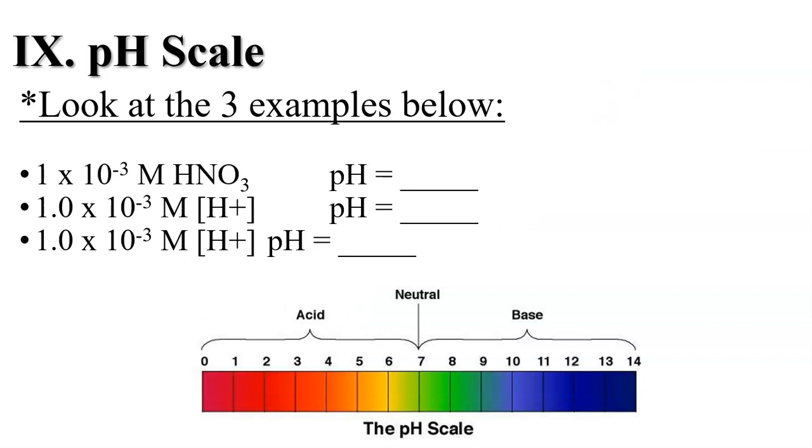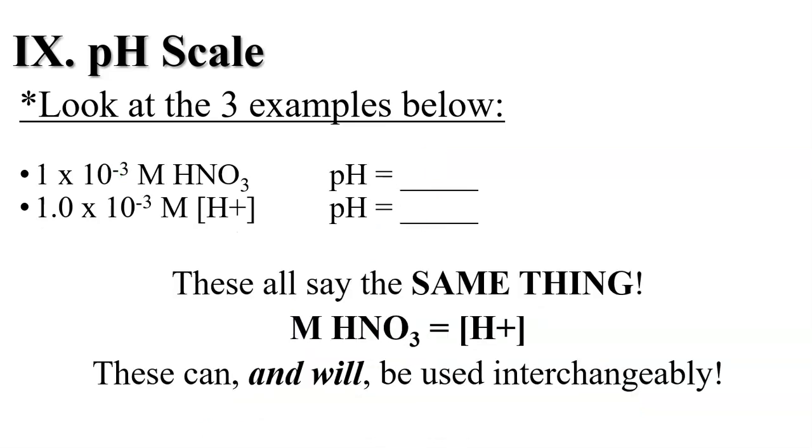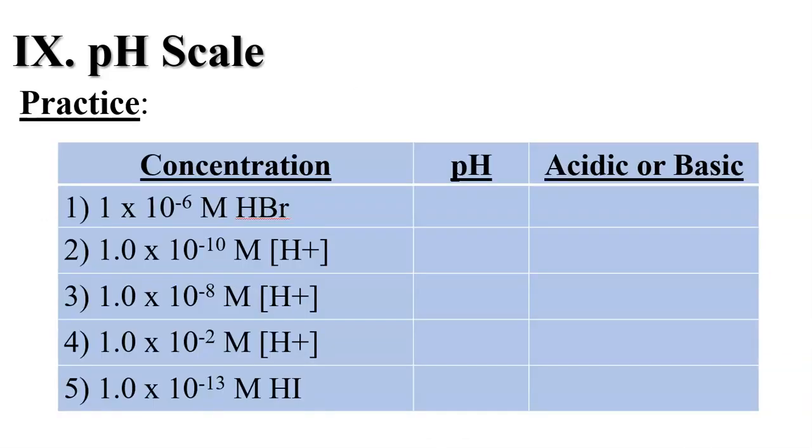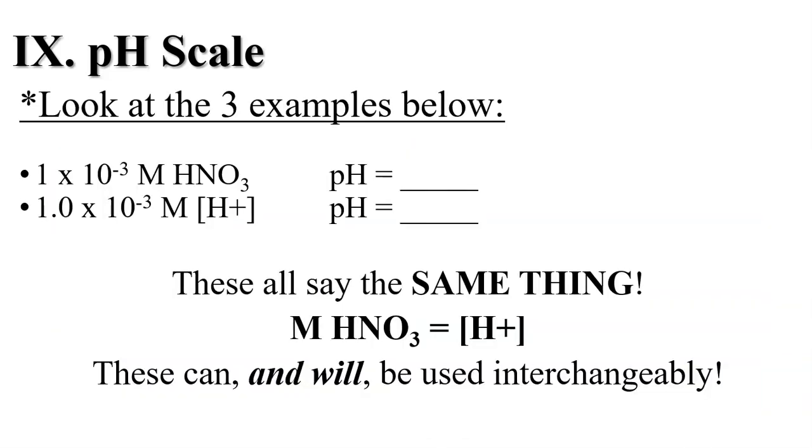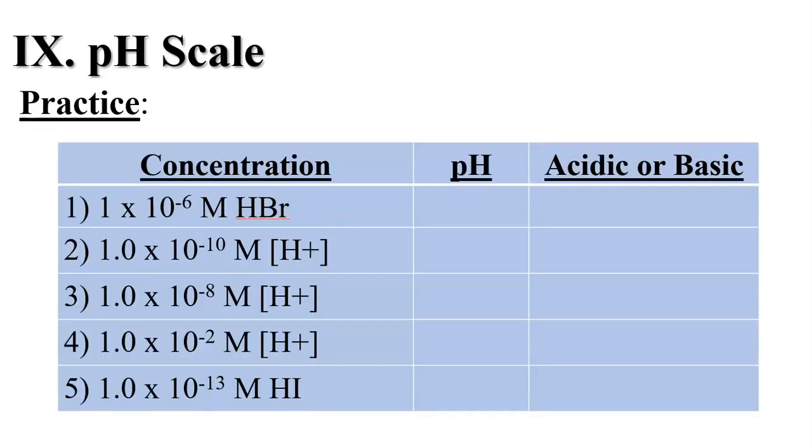All right, so let's look at our 3 examples. We have 1 times 10 to the negative 3, 1 times 10 to the negative 3, and 1 times 10 to the negative 3. All right, that's all going to be the same thing. So my pH for each one of those is 3. And we can find that right here. That's going to be an acid. This just says that molarity of HNO3 is also H+. Okay, and we will use these interchangeably.